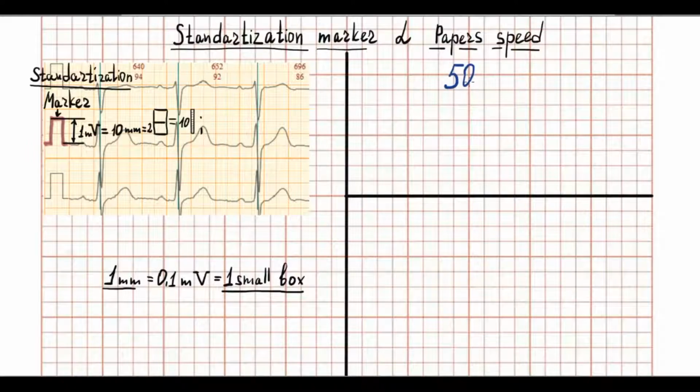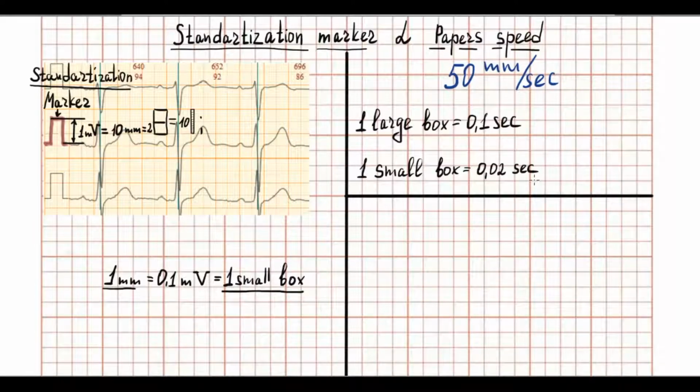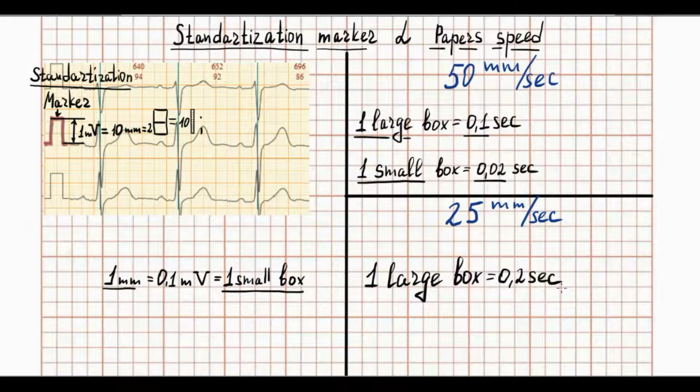Paper speed can be 50 mm per second or 25 mm per second. If the paper speed is 50 mm per second, one large box is 0.1 second and one small box is 0.02 second. If the paper speed is 25 mm per second, one large box is 0.2 second and one small box is 0.04 second.